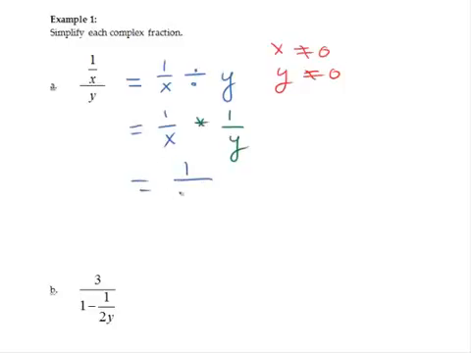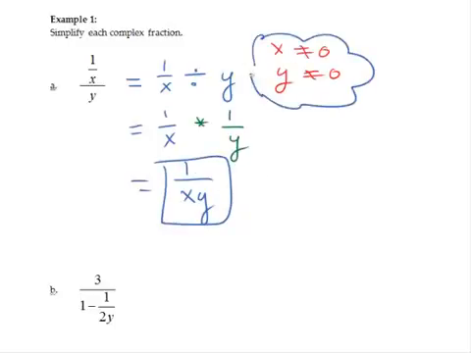And then I put them together, 1 over xy. If there was anything that could cancel, this is where I would do it, but this is it. And these are my restrictions.